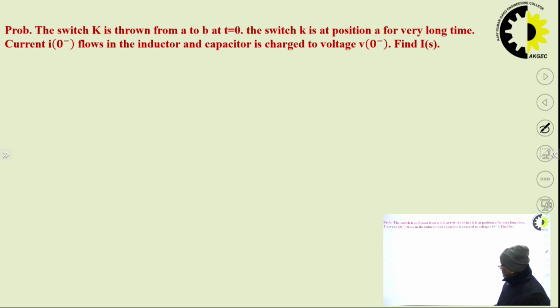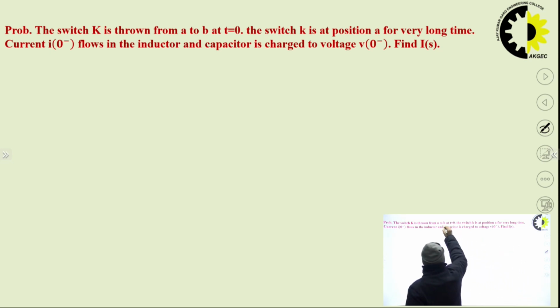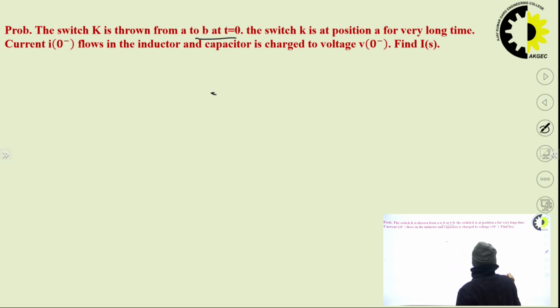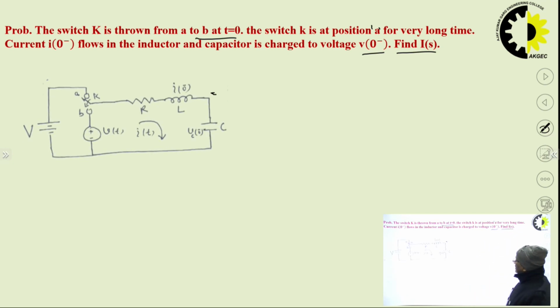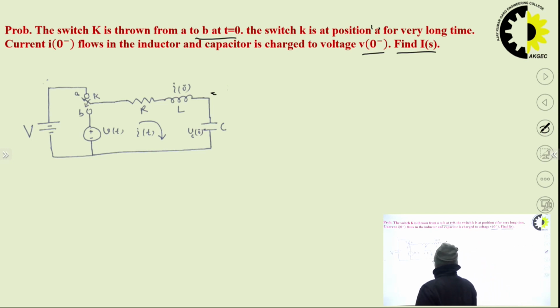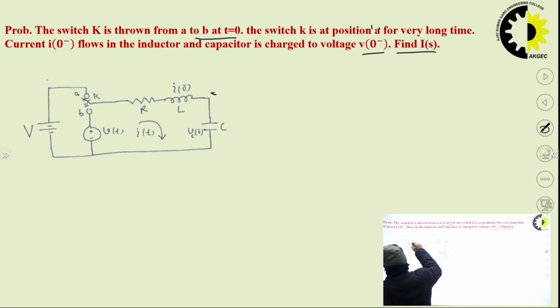The first problem: the switch K is thrown from A to B at t equal to 0. The switch K is at position A for a very long time. Current I0 flows in the inductor and the capacitor is charged to voltage V0, and we are required to find I(s). I(s) means the current in S domain. So this is the given circuit.